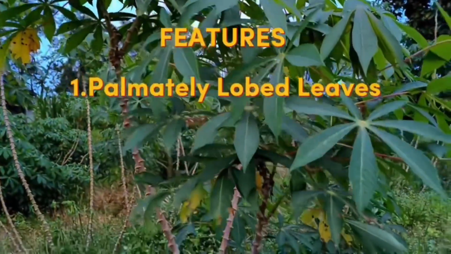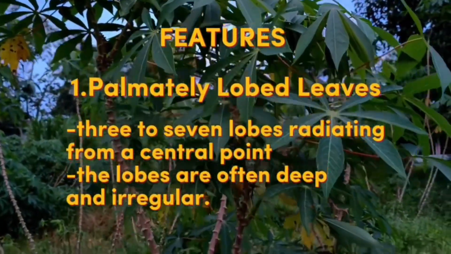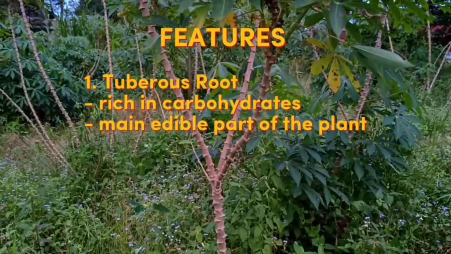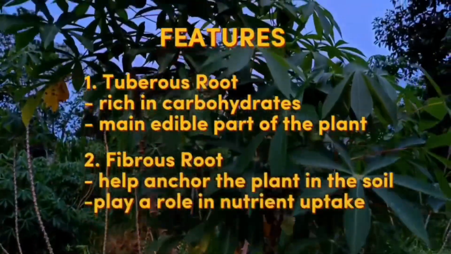Next plant is cassava. Cassava plants have palmate leaf arrangement, typically with 3 to 7 lobes. Cassava plant has two types of root system. The first one is tuberous roots, while the second one is the fibrous roots.